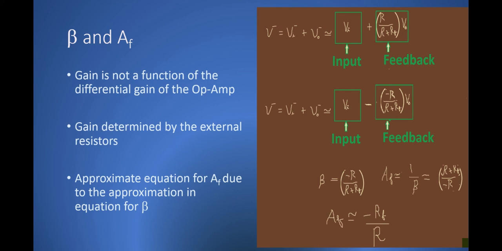So now we write this equation in standard form, that is V minus, which is basically E of our standard block diagram for a system with feedback, is equal to the input X minus beta times Y. So in this case, beta is now minus R divided by R plus RF, and AF, which is the gain with feedback or the closed loop gain, is 1 over beta, and this is approximately equal to minus RF by R. This is the equation that we already derived when we were discussing op amp circuits.